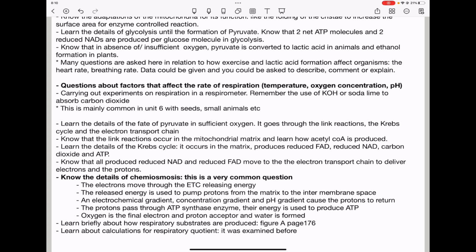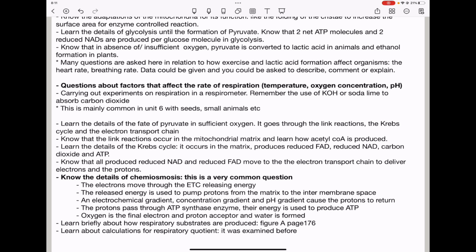And you need to know that the produced reduced NAD and reduced FAD move to the electron transport chain to deliver the electrons as well as the protons in order for chemiosmosis to occur. You need to know the details of chemiosmosis because this is very common. You need to know that electrons move through the electron transport chain and they release energy, and this energy is used to pump the protons from the matrix into the intermembrane space.